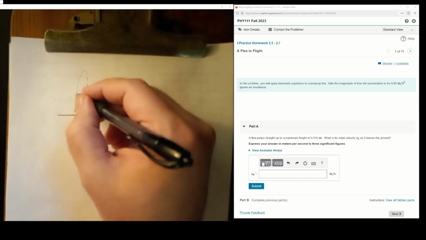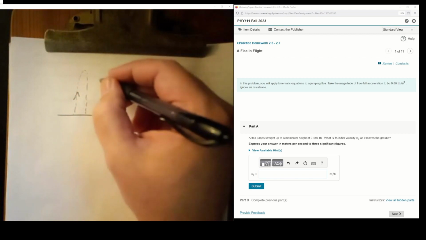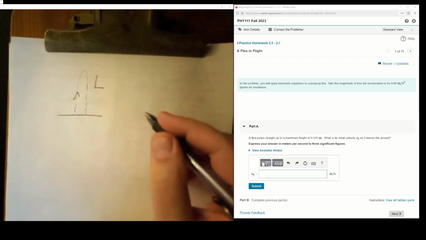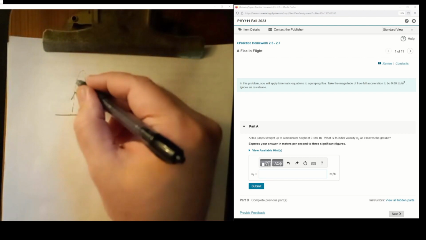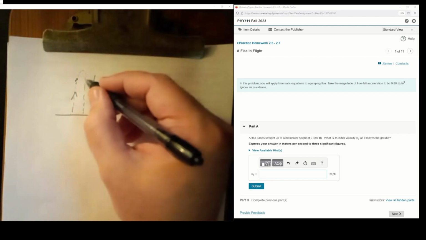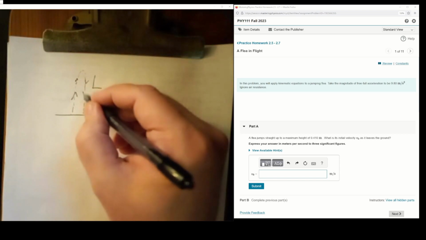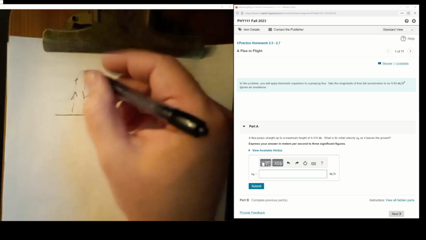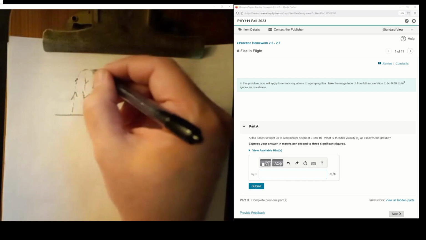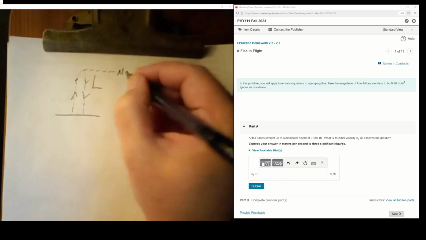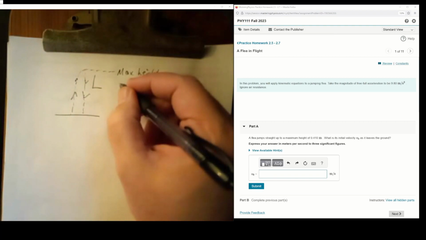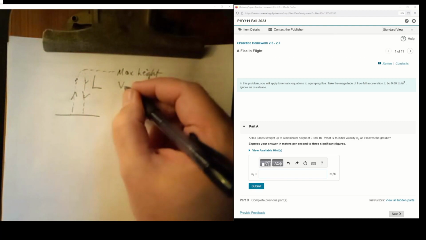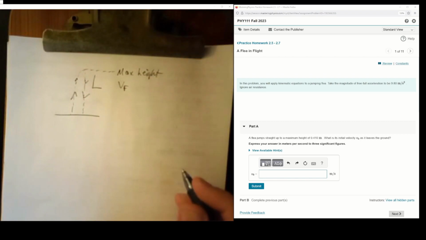Important thing to know here, for velocity, we use a standard coordinate system. Velocity is positive going up, but getting smaller and smaller. And then it becomes negative going down, and then getting larger and larger. Right at the top, at the maximum height, this is where the final velocity would be 0.